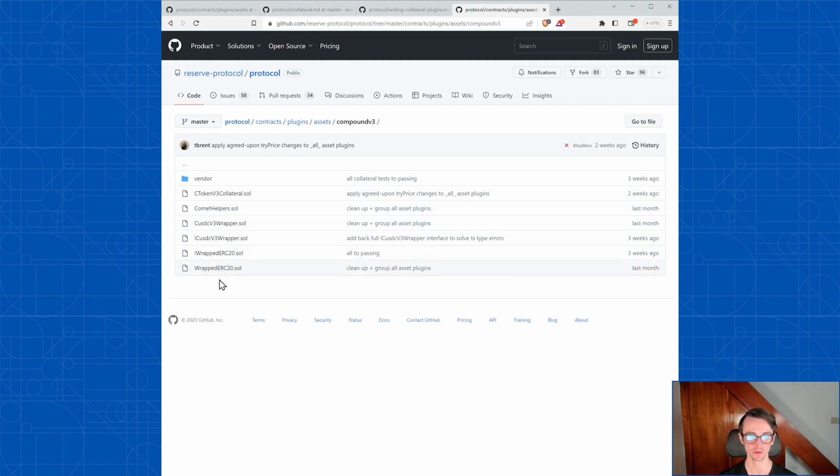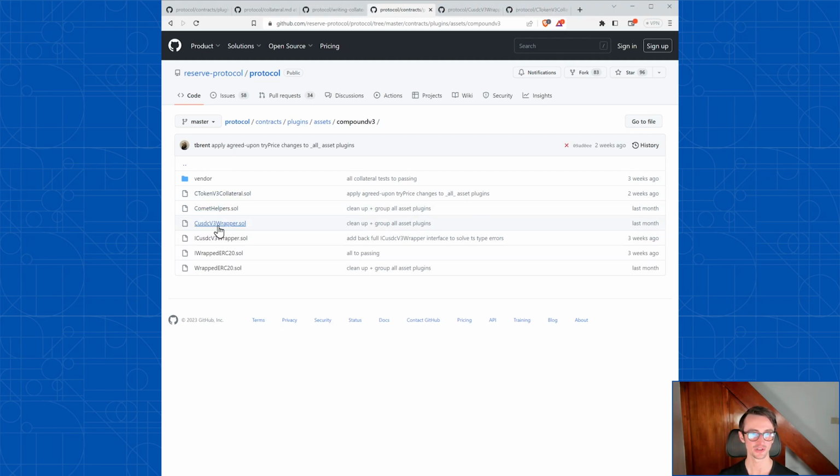This is not going to work for the protocol, so we have to wrap it. Here, by the way, is a great wrapper contract to start with. If you do decide that you need a wrapper contract, start with this OpenZeppelin approved one and extend it from there, okay? So in Compound v3's case, we did need a wrapper.